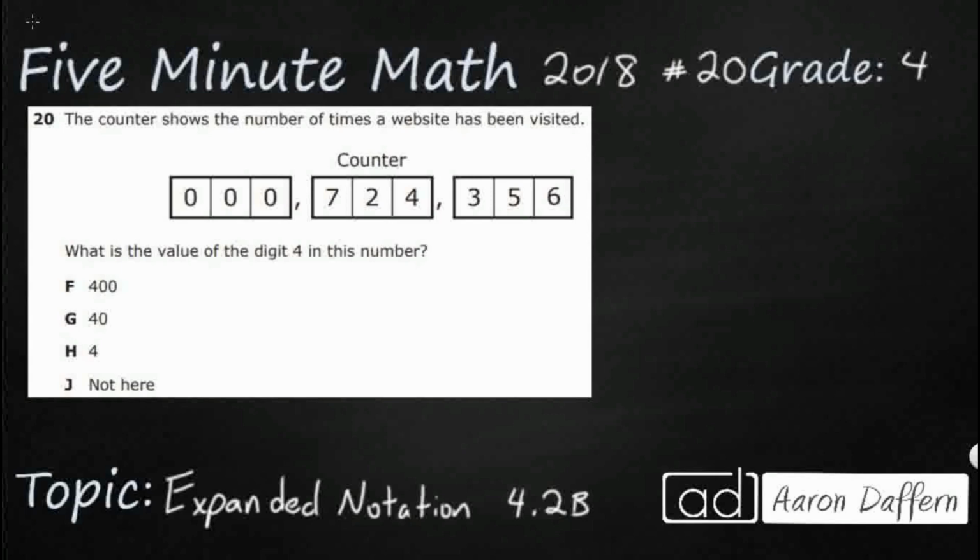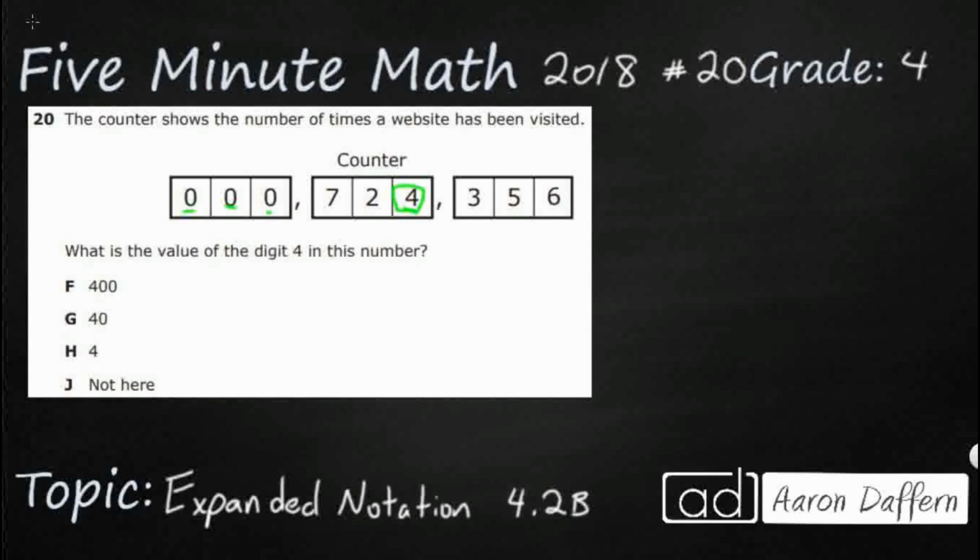So we have a counter that shows the number of times a website has been visited, and it's a strange type of counter just because we've got these zeros up here at the front. And we need to find the value of the 4 in this number. So it's this digit 4 right there that we're looking at.